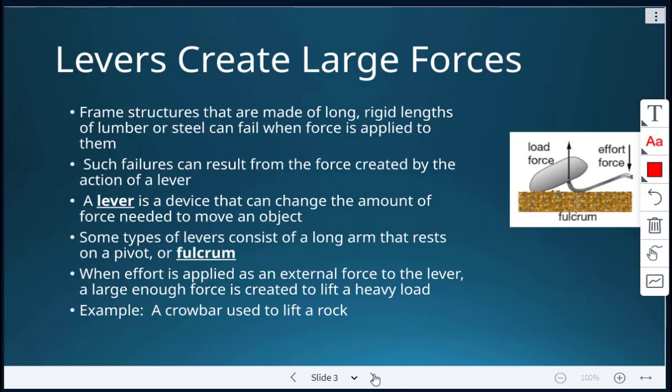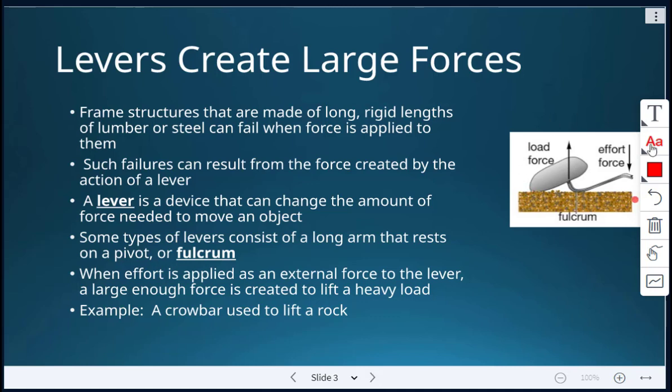So the first example we're looking at are levers. Levers create large forces. So we have frame structures. If they're made of long, rigid lengths of lumber or steel, they can fail when force is applied to them. Such failures can result from the force created by the action of a lever. Recall that a lever is a device that can change the amount of force needed to move an object.